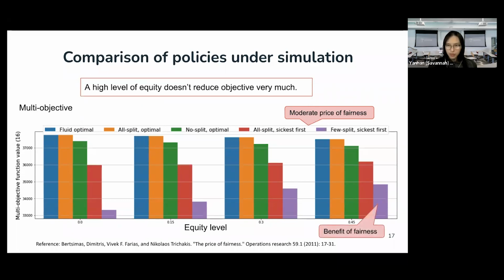But interestingly, for those sickest first policies, namely the red and purple bars, we see a benefit of fairness. And that can be explained by the fact that the sickest first policy is so far from optimal when we're thinking about outcomes. And by forcing a policy to deviate from sickest first, we actually have better outcomes. And here we show a multi-objective functional value, which combines outcome and waitlist deaths.